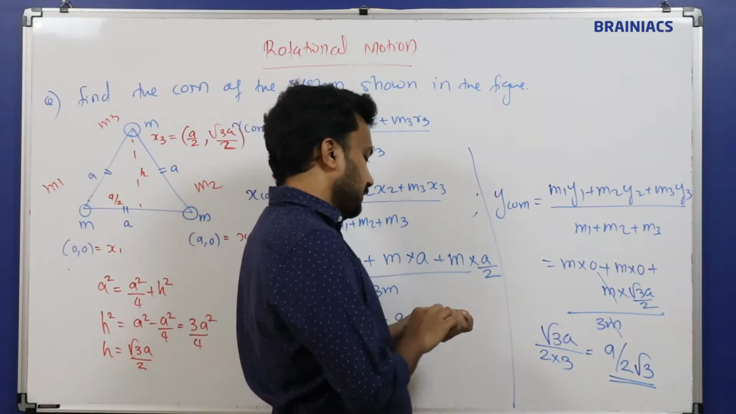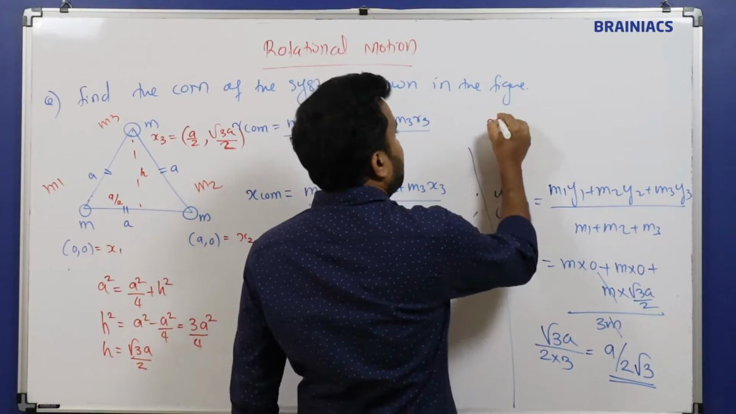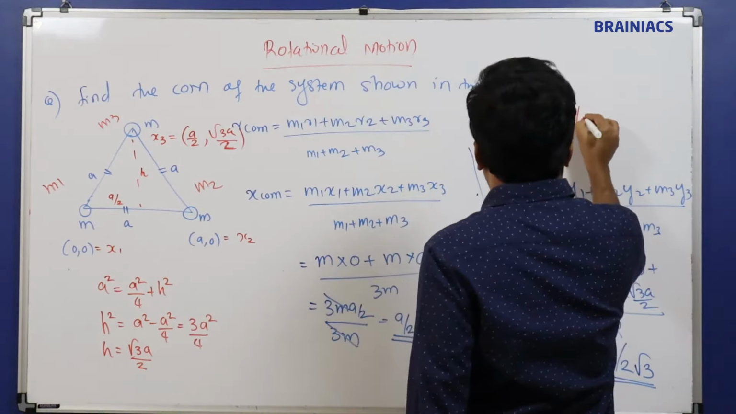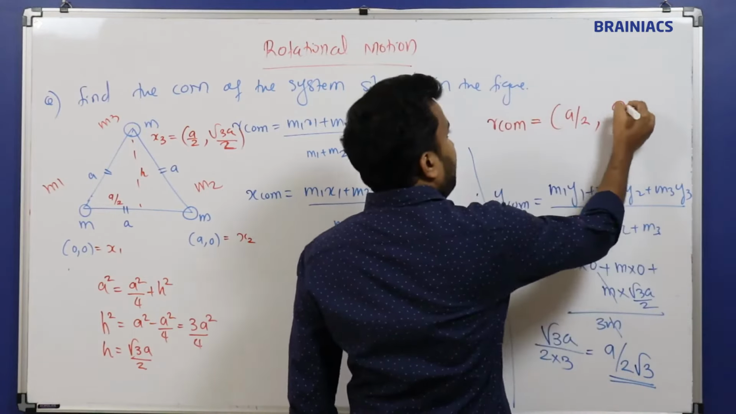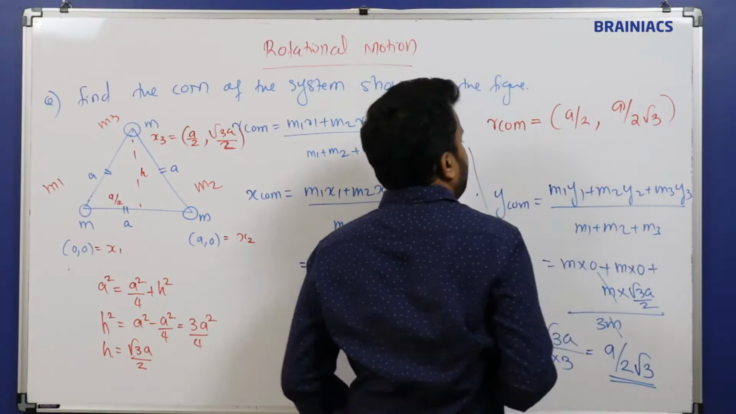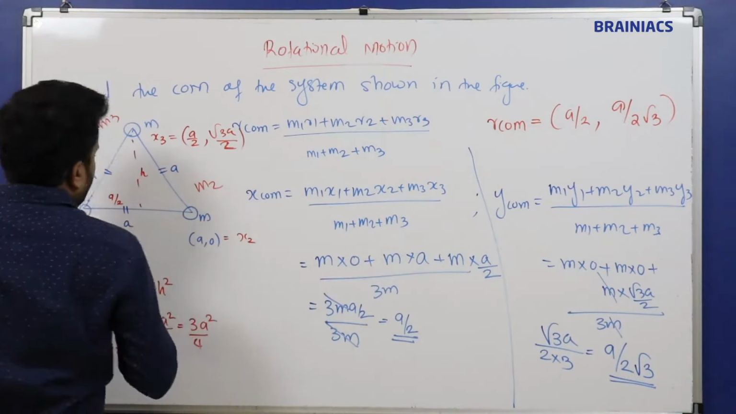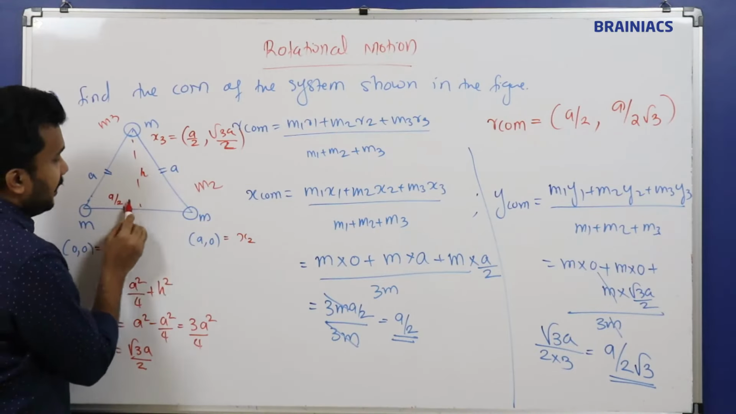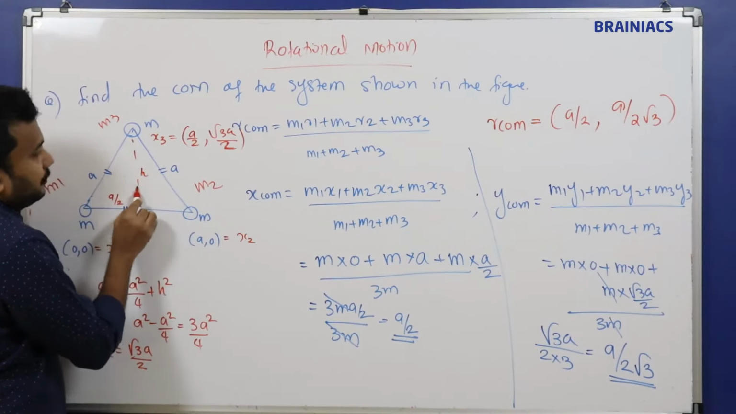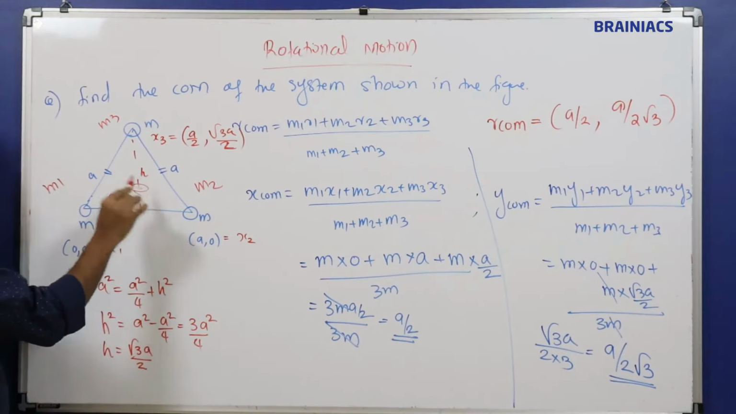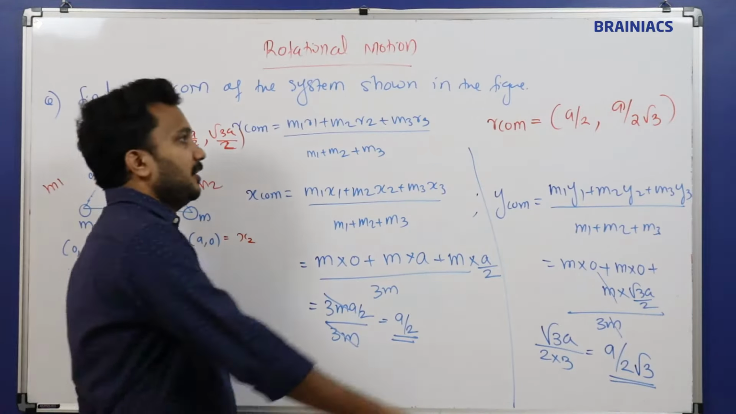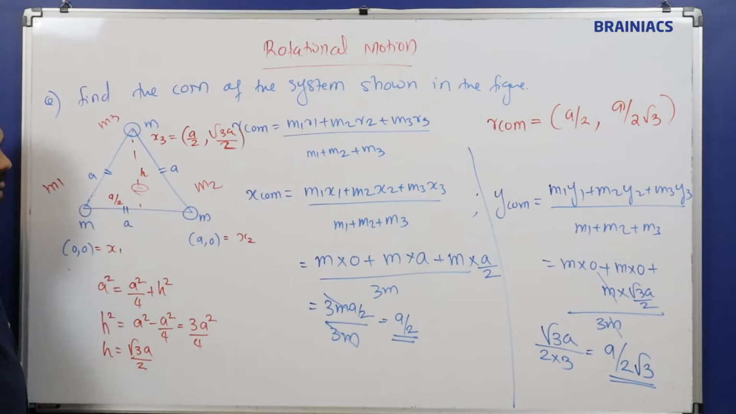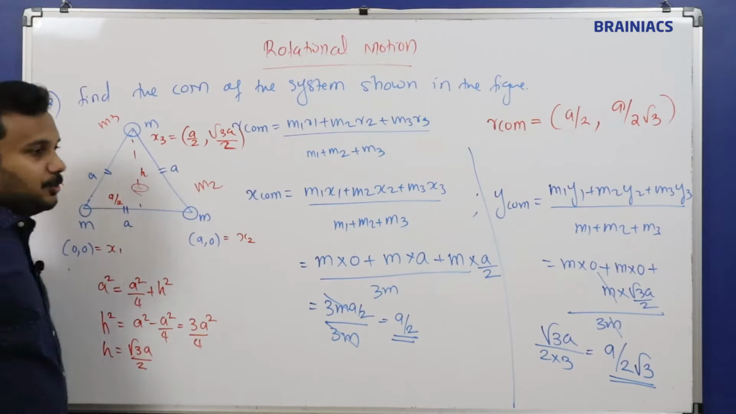So the answer to this question will be R COM is equal to the position coordinate a by 2 comma a by 2 root 3. This is the final answer to this question. This is the coordinate, which means the center of mass is located a by 2 distance from the y axis and a by 2 root 3 distance from the x axis. So it may come somewhere over here, depending on how you plot the graph. But this is the position coordinate of the system.